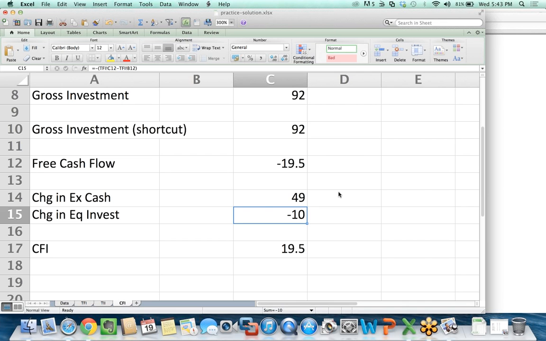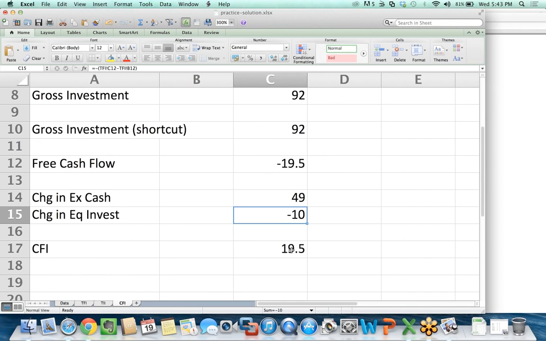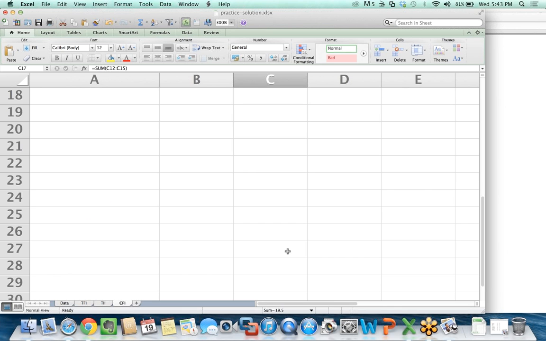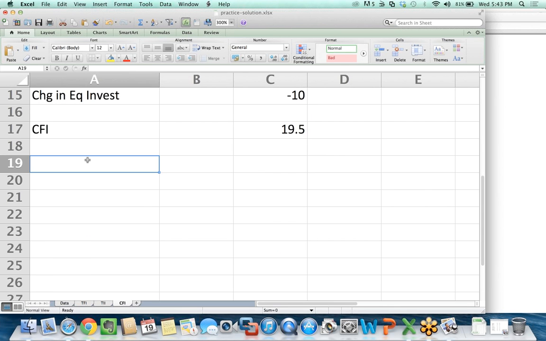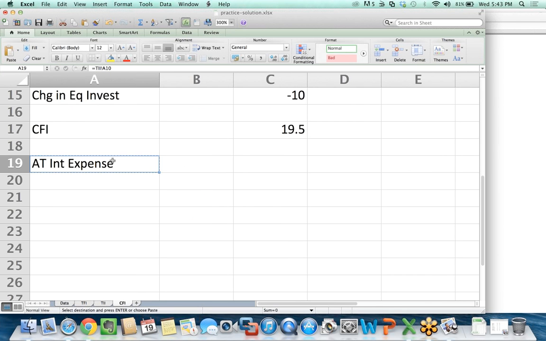It's coincidental, by the way, that the CFI and the free cash flow happen to be the same number with a different sign. But the idea here is that I had no negative cash tied up in my operations. I spent a little money in equity investments, and then I used some of my excess cash balance to fund that, and then had a little bit of excess cash left over to pay out to my investors. So I had 19.5 to pay out. How did I pay it out? Well, on the income statement, I paid out after-tax interest expense of 7.5.